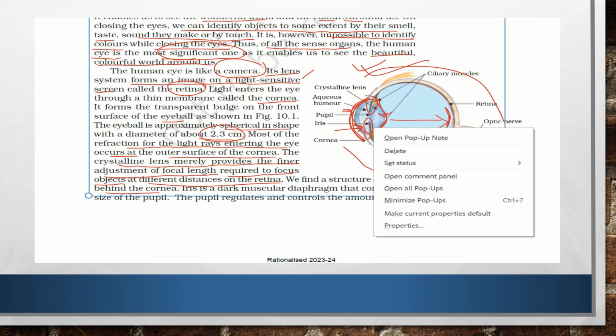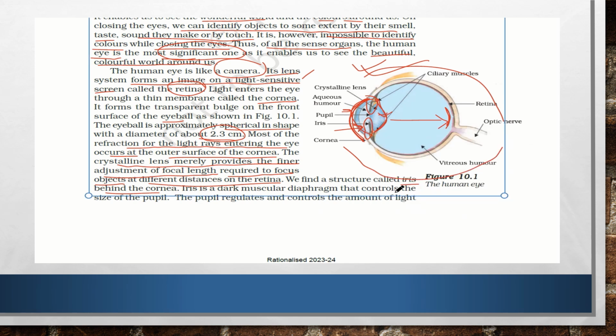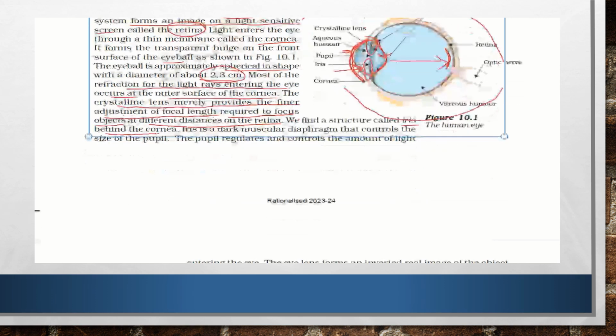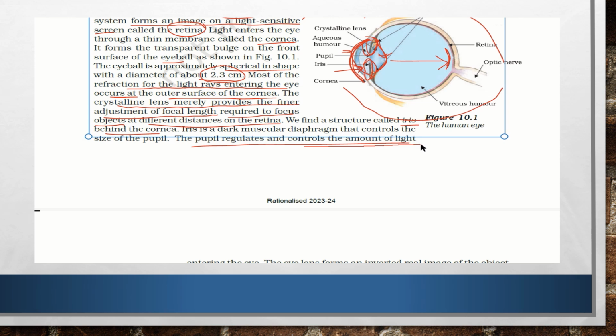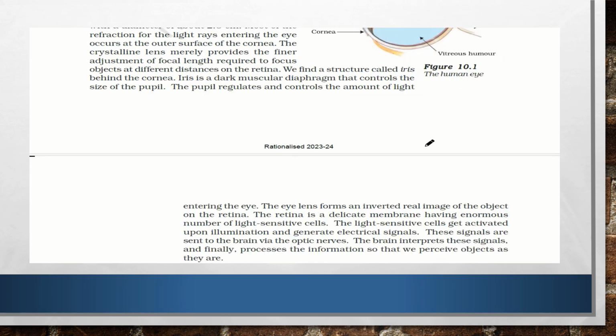You can see it is a muscular diaphragm-like structure which controls the size of the pupil. So it is controlling the size of the pupil, right? This iris is a structure which is controlling the size of the pupil. And what is this pupil doing? It is regulating and controlling the amount of light. Is it clear? So the pupil is regulating and controlling the amount of light.